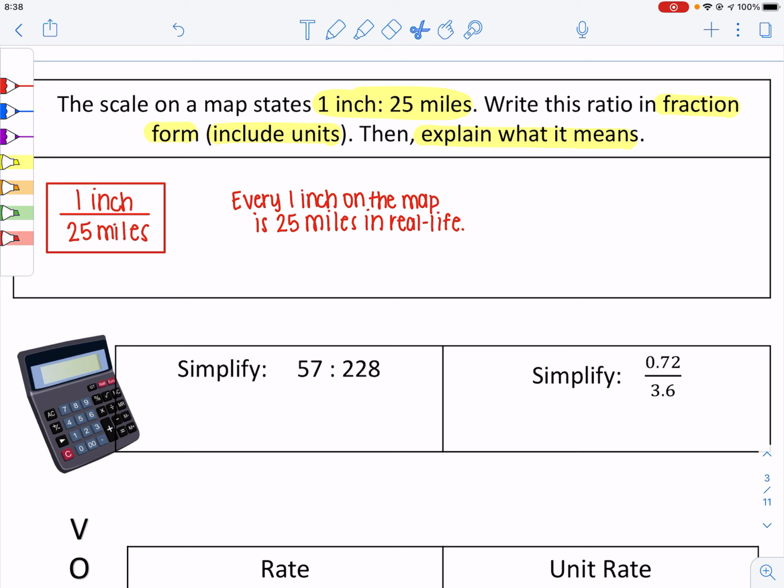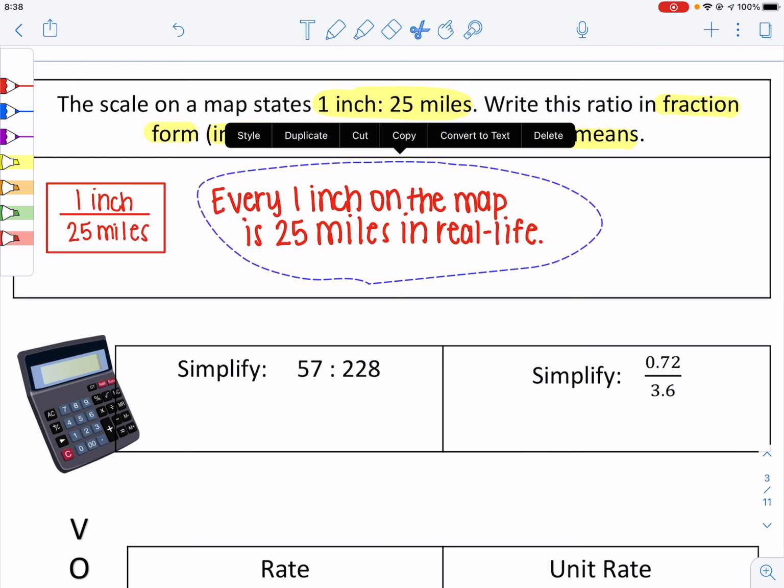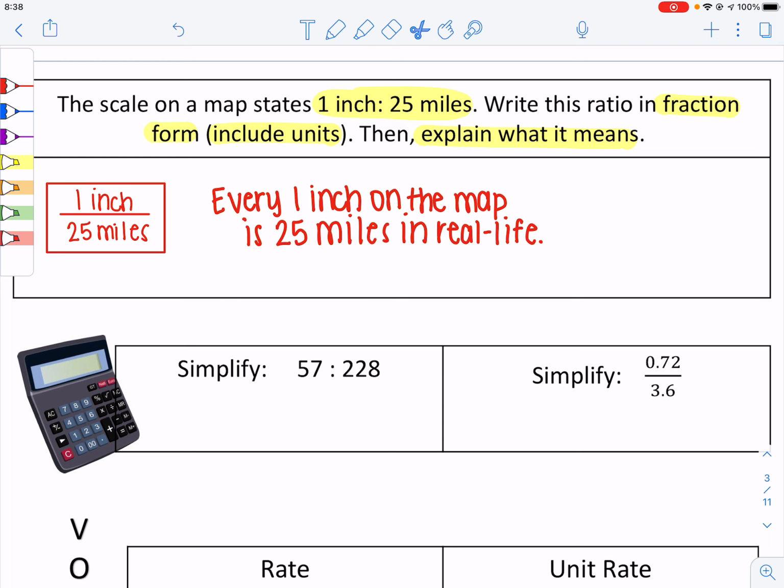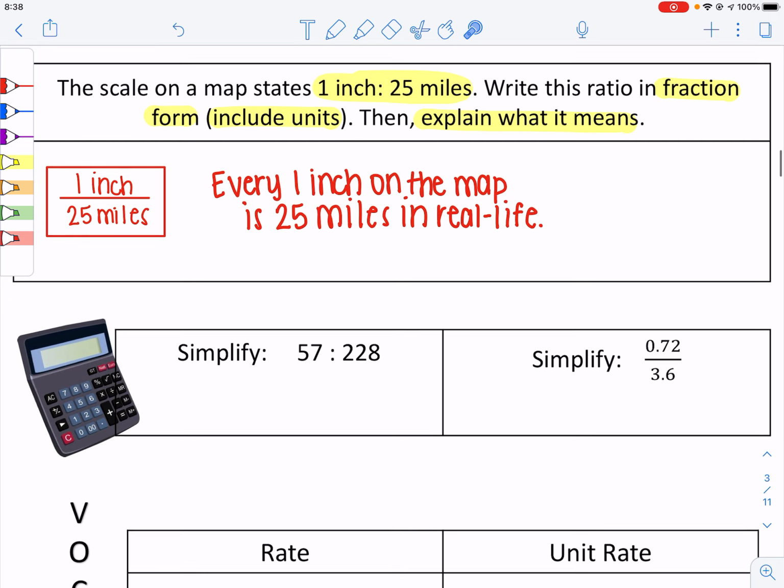So every 1 inch on the map is 25 miles in real life. That's exactly what it means for the 1 inch to 25 miles. Every inch on the map is 25 miles in real life.